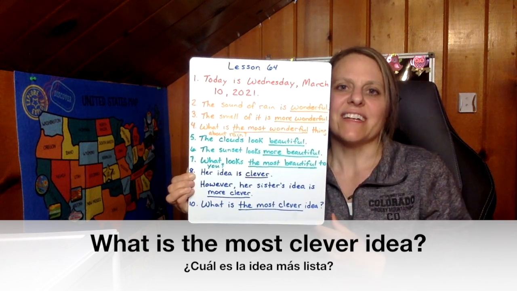What do you think? So for your homework, you get to answer the 3 questions that you wrote in your dictation today. Question number 4, what is the most wonderful thing about rain? Question number 7, what looks the most beautiful to you? And question number 10, what is the most clever idea?